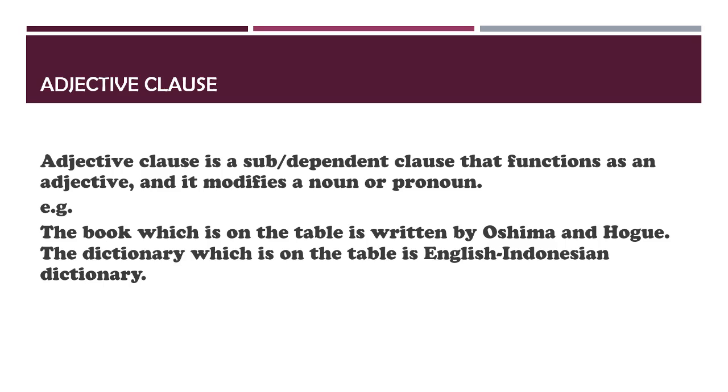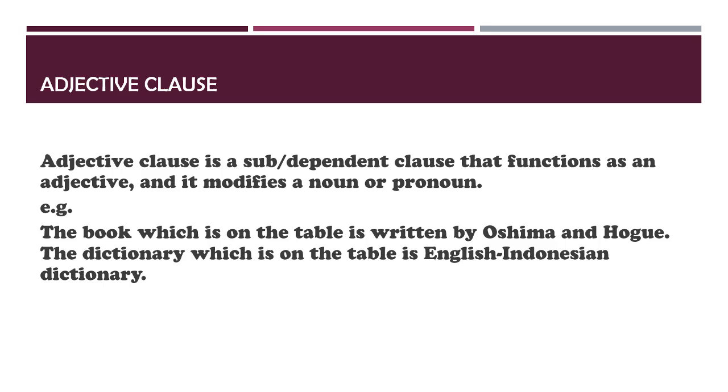The book which is on the table is written by Oshima and Hope. Which is on the table is an adjective clause which modifies the book. What book is it? It is the book which is on the table. So, which is on the table describes more about the book.